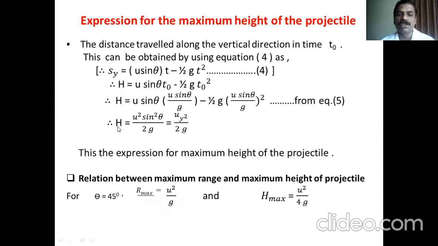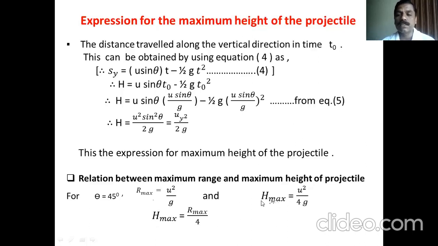And in this equation of capital H, if you put theta equal to 45, you will find sine 45 is equal to 1 divided by root 2. Again, it is a square, so it will become 1 divided by 2. So this equation of height will change for H max, which is equal to u square divided by 4g. Now this is the equation for maximum range. This is the equation for maximum height. We want to find out the relation.